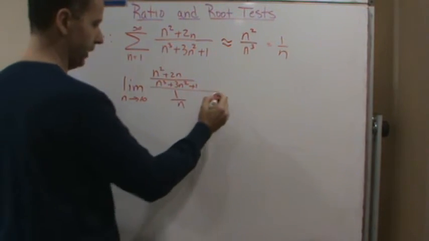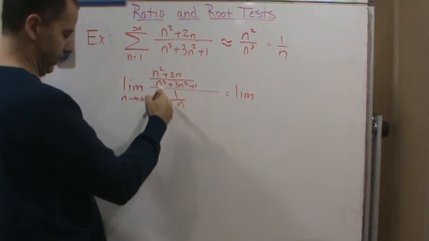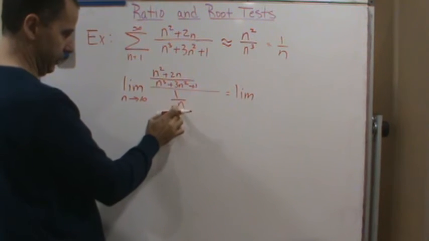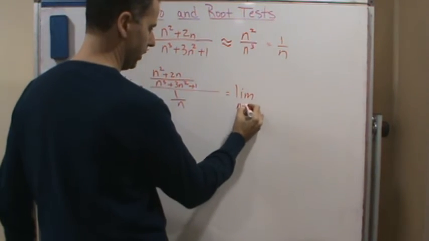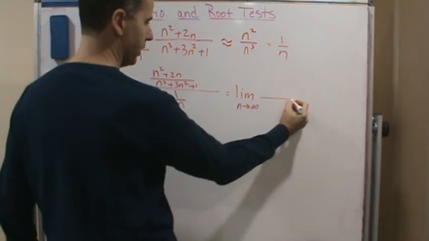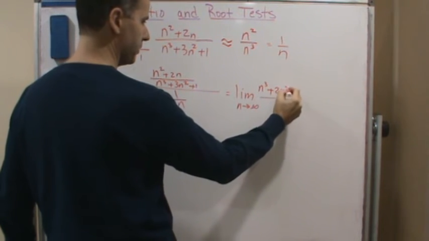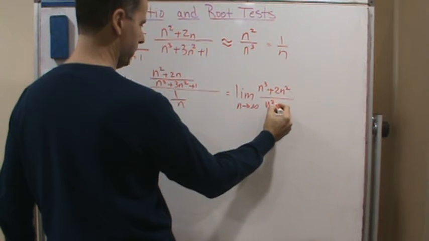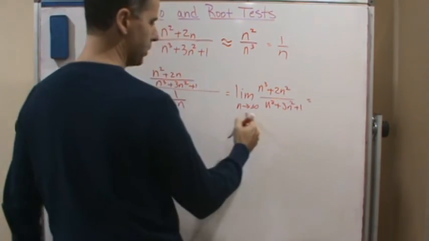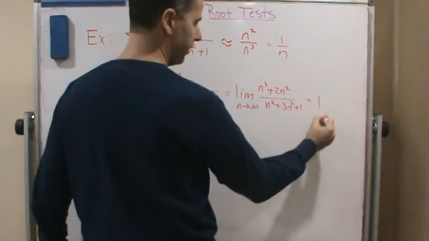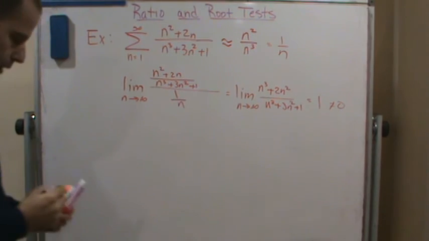Okay, now this then is going to become the limit. If I just write this as a multiplication, this is going to flip and the n is going to be multiplied by the numerator. So this is going to become n cubed plus 2n squared over n cubed plus 3n squared plus 1, which as n goes to infinity is going to equal 1, which is not equal to 0.